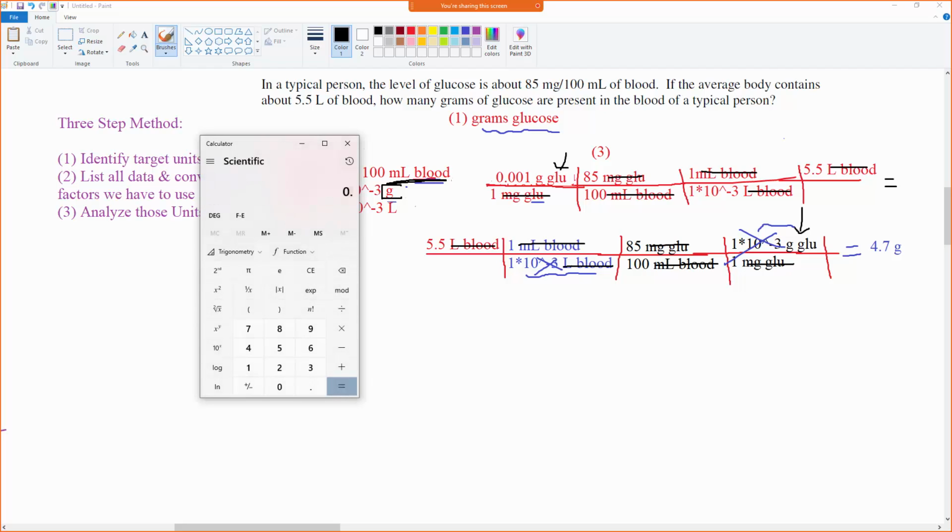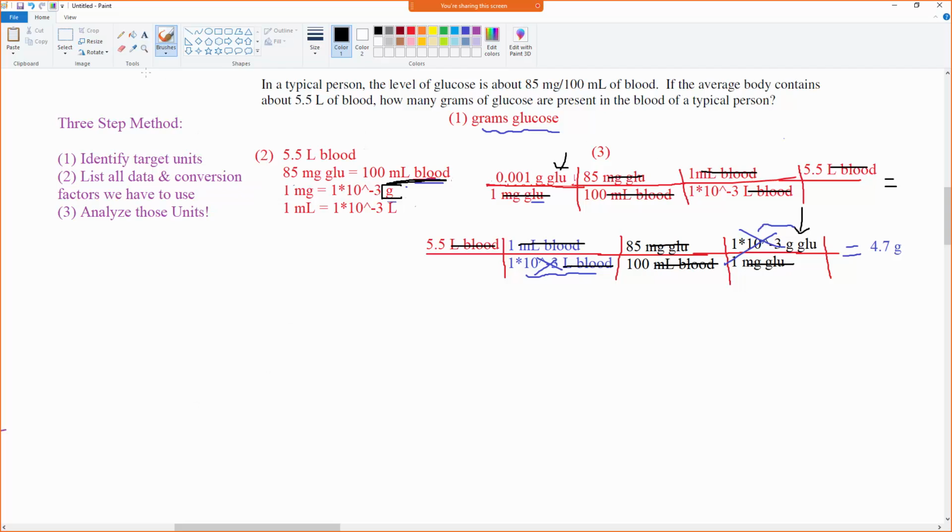Plug in the check, 0.001 times 85 divided by 100, divided by 1 times 10 to the negative third. Multiply that by 5.5. Wait, I'm off by 10. Oh, I divided by 1,000 here instead of dividing by 100. Okay, hang on. I did that wrong. Okay, so 0.001 times 85 divided by 100, divided by 1 times 10 to the negative third. Multiply that by 5.5 equals the same number, 4.7 grams.